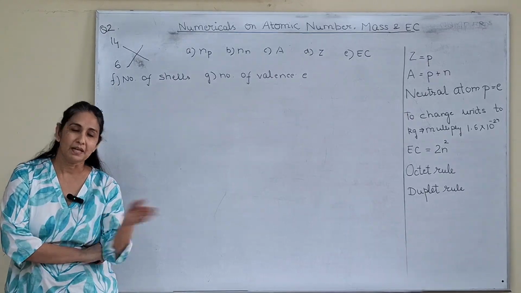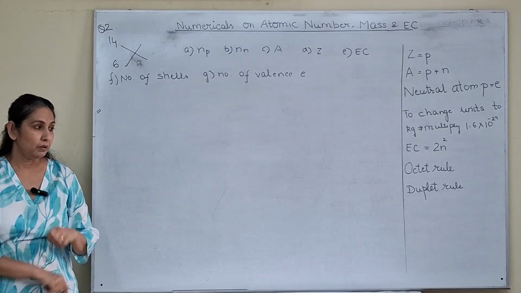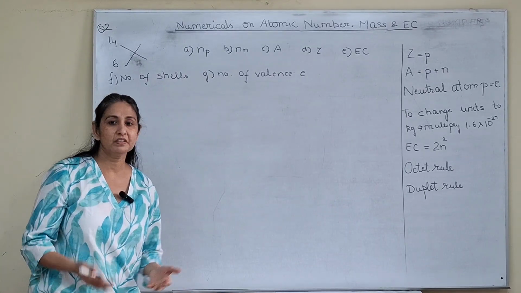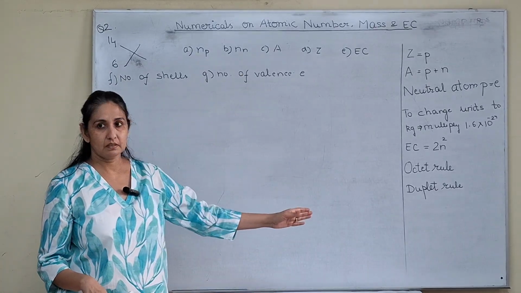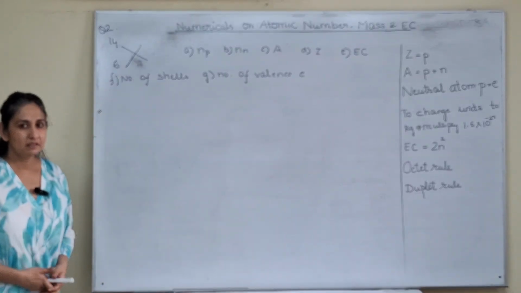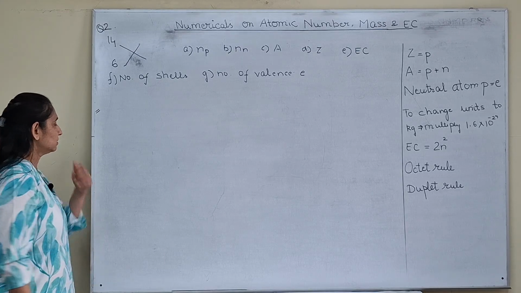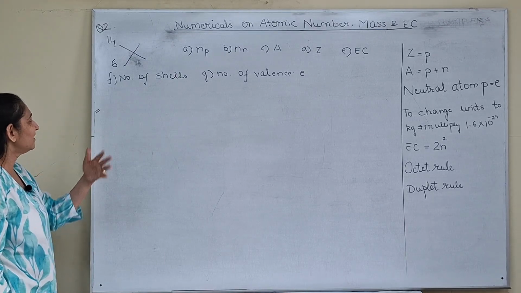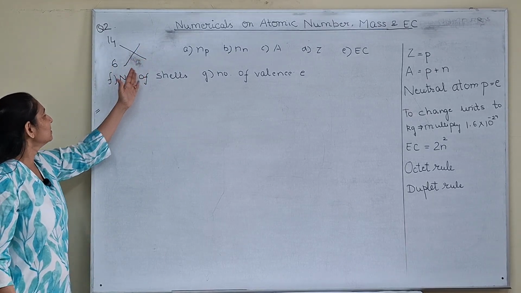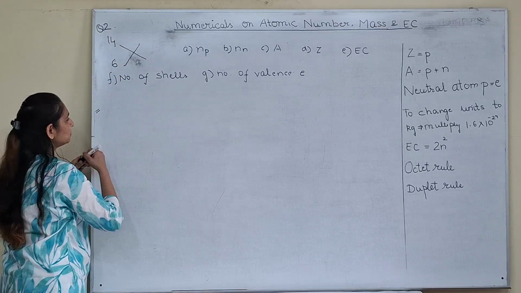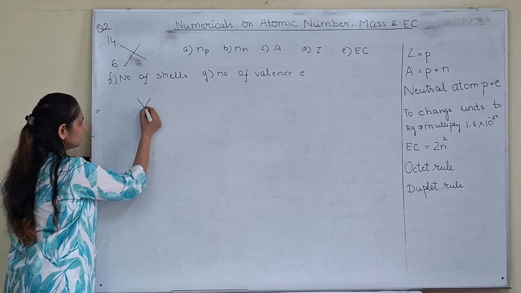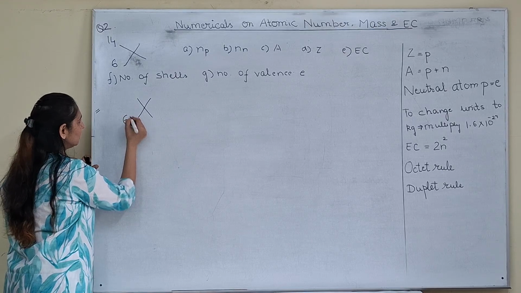Yeah, so I'm back with the second question on electronic configuration, atomic number, etc. The concept still remains the same. We're just practicing the calculations. There's nothing given. The only thing given is this: X, 6, and 14.